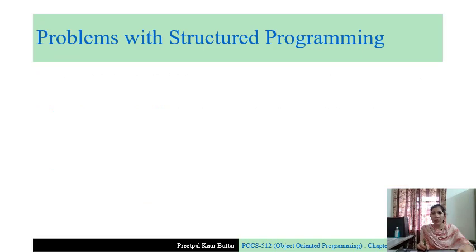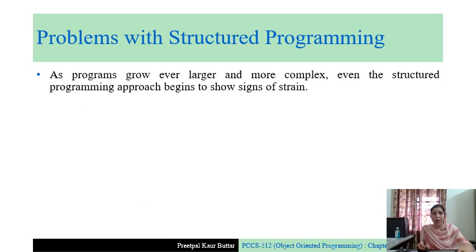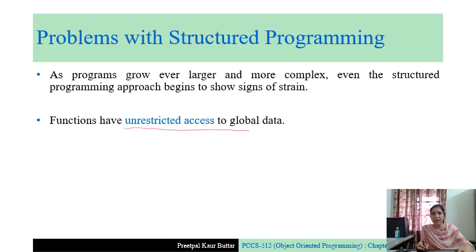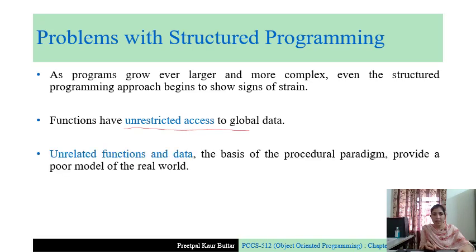Okay. Now, what were the problems with structured programming? As programs grew even larger and more complex, even the structured programming approach showed signs of strain. How? It has two reasons. The first is functions have unrestricted access to global data, and the second is unrelated functions and data, which is the basis of procedural programming. They provide a poor model of the real world. So we will understand these two things in detail in the next slides.